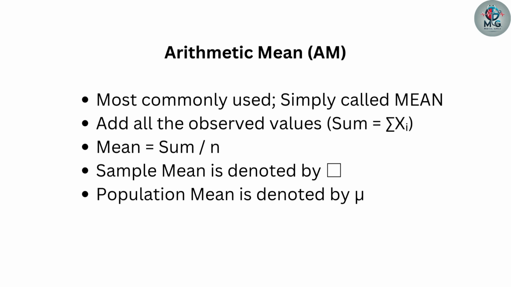Arithmetic mean. Most commonly used, simply called mean. Add all the observed values. Mean equals sum over n. Sample mean is denoted by x-bar. Population mean is denoted by mu.